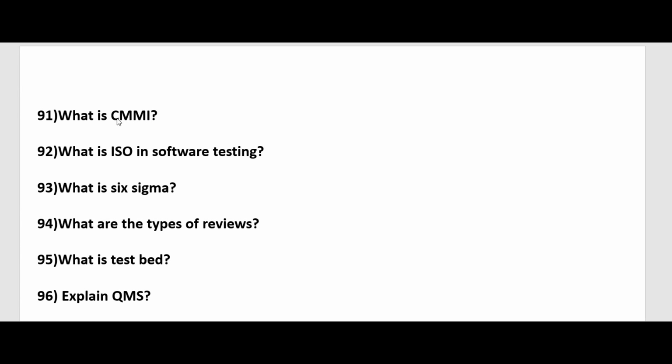So what is CMMI? The Capability Maturity Model Integration. CMMI is a capability improvement model that can be adapted to solve any performance issues at any level of the organization in any industry. What is ISO in software testing?